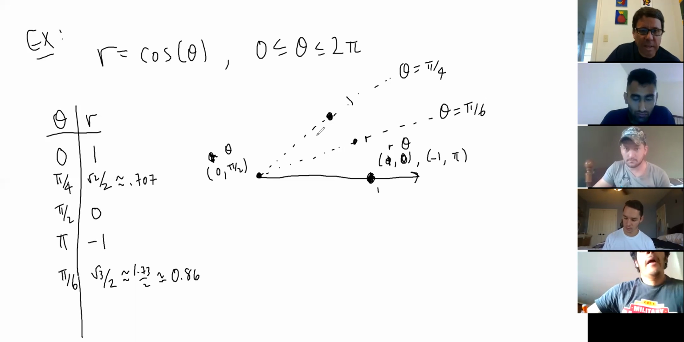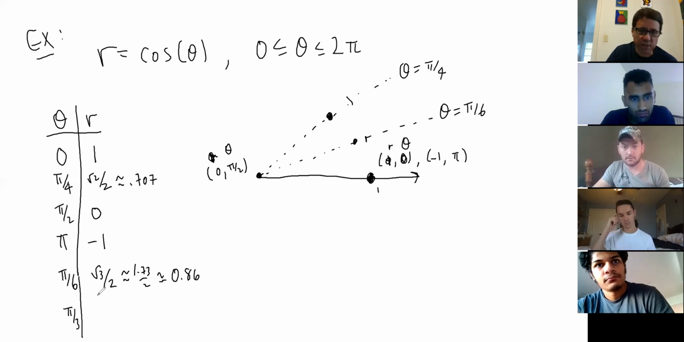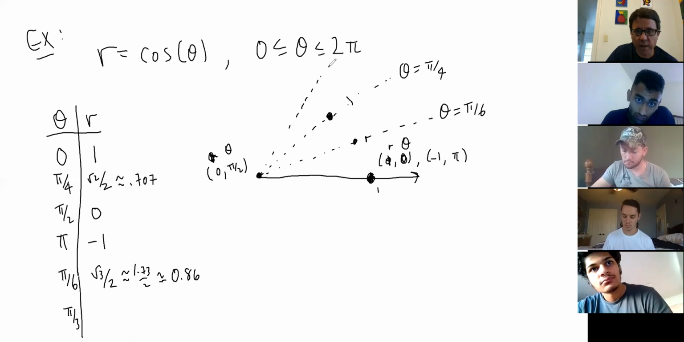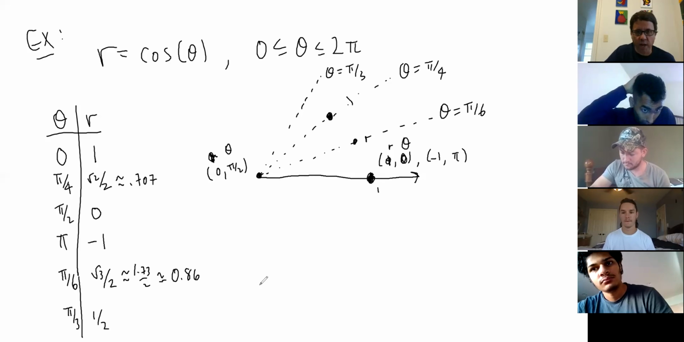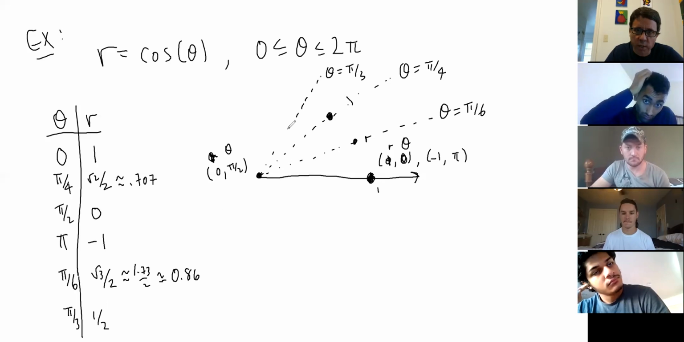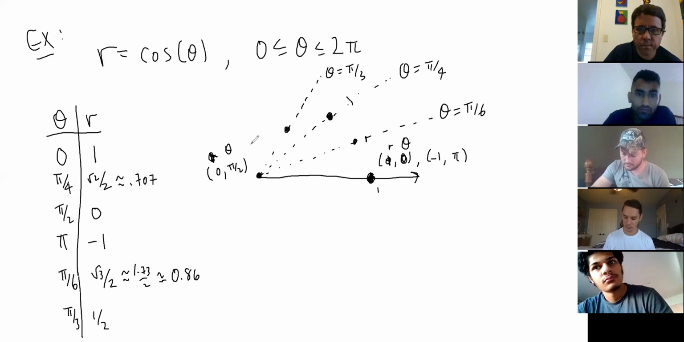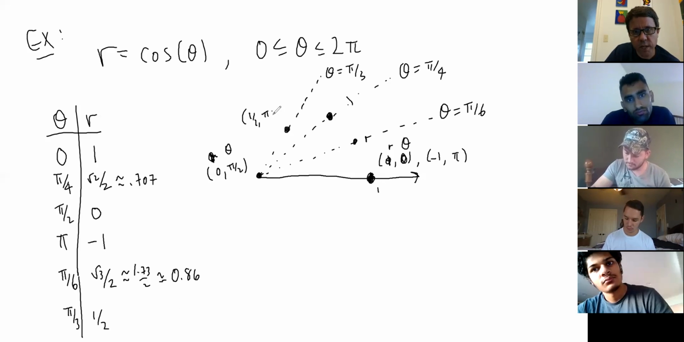I'm going to do just one more and then fill in by symmetry. 30, 60, 90 is a nice one, so it's 60 degrees. So 60 degrees is sort of about right there. It is pi over 3, or 60 degrees. The cosine is a half, so 0.5. So I go out 0.5 units, maybe about right there. And that's r is a half, and the angle is 60.